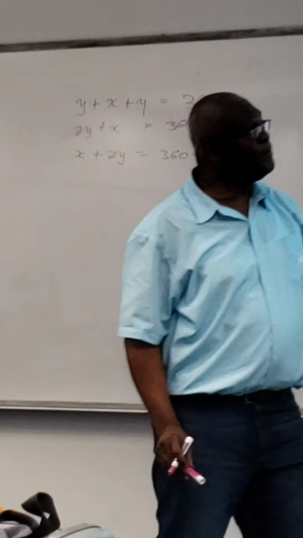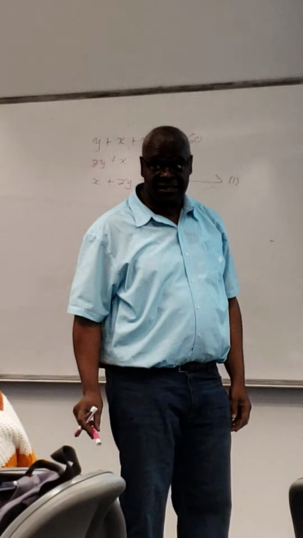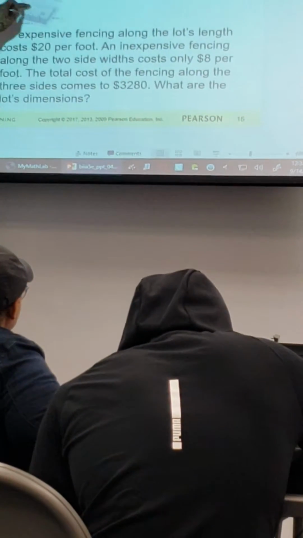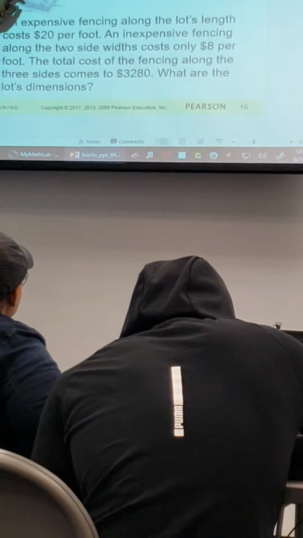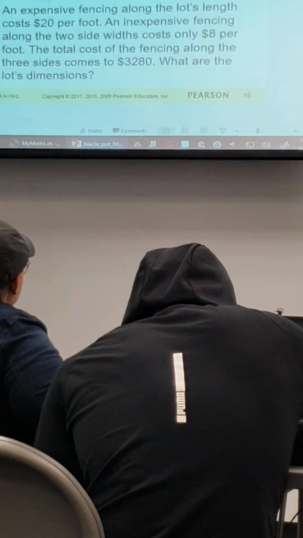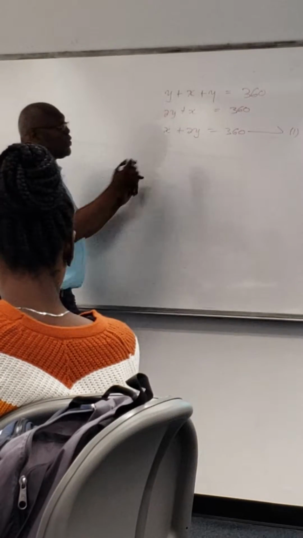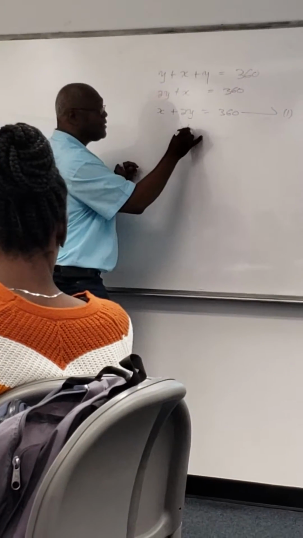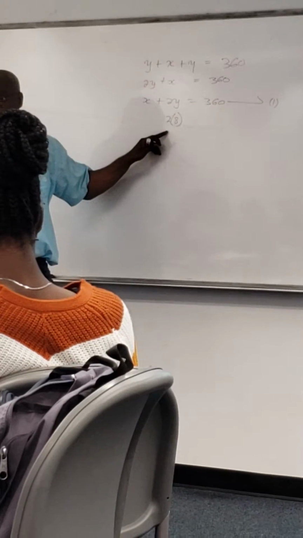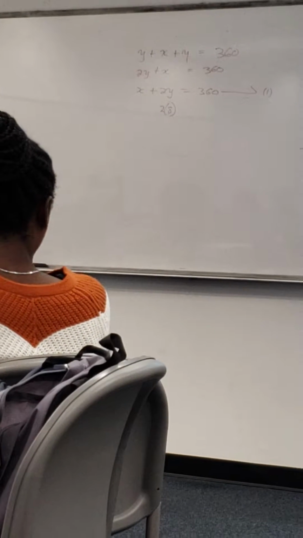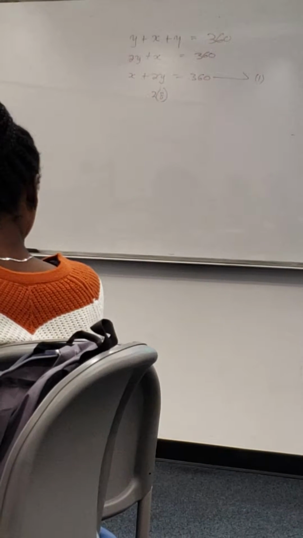Okay, now, they talk about the cost. So we want another equation with cost. They say an inexpensive fencing along the two sides costs $8 per foot and $8 per foot, right? So that's the y part. It's $8 per foot, so it's 2 times 8. What about the expensive part? It's $20 per foot. So it's $20 to do the length side.